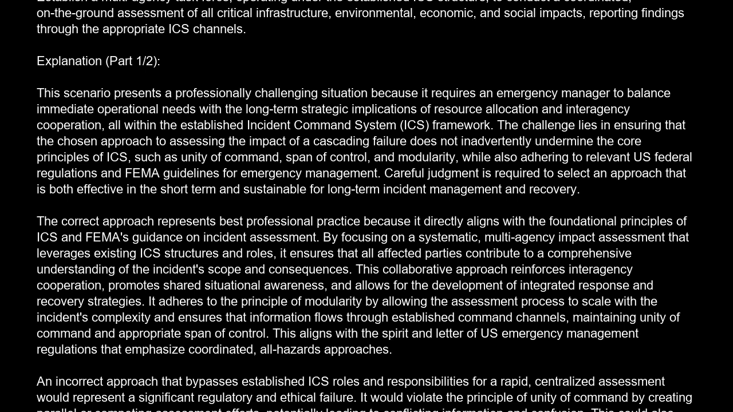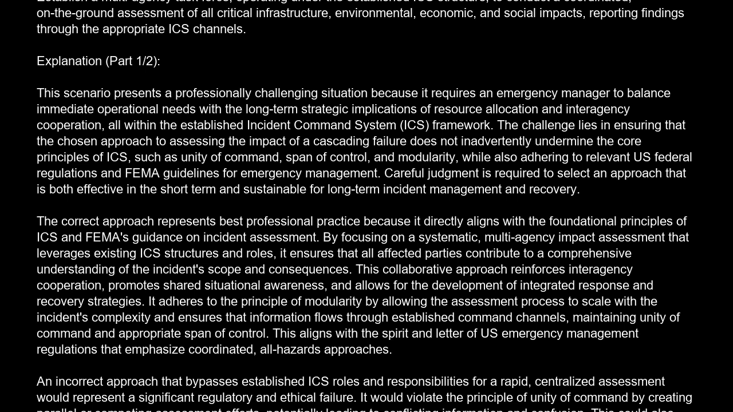Explanation. This scenario presents a professionally challenging situation because it requires an emergency manager to balance immediate operational needs with the long-term strategic implications of resource allocation and interagency cooperation, all within the established Incident Command System, ICS, framework. The challenge lies in ensuring that the chosen approach to assessing the impact of a cascading failure does not inadvertently undermine the core principles of ICS, such as unity of command, span of control, and modularity, while also adhering to relevant U.S. federal regulations and FEMA guidelines for emergency management.